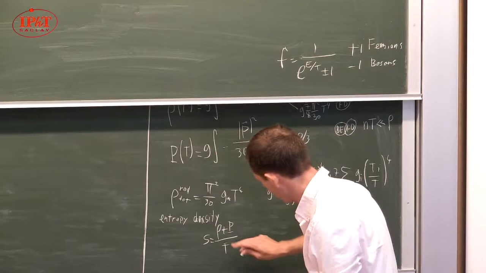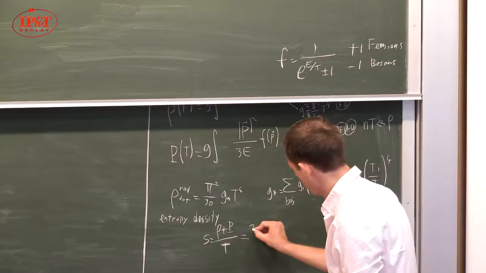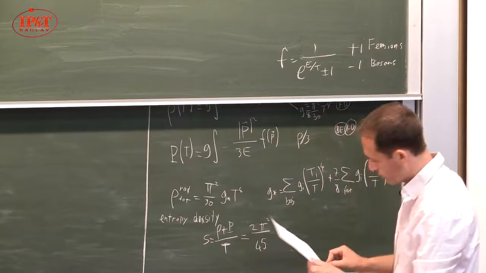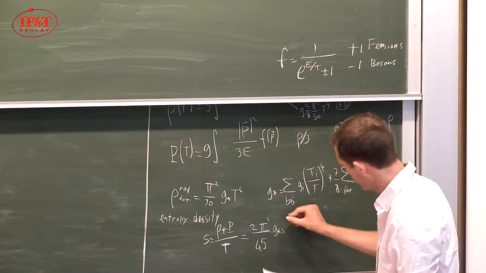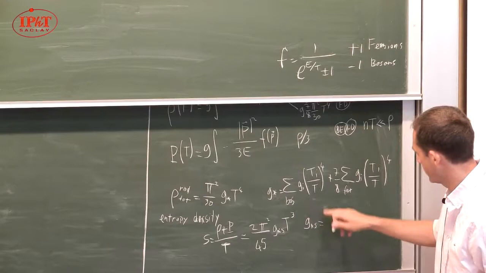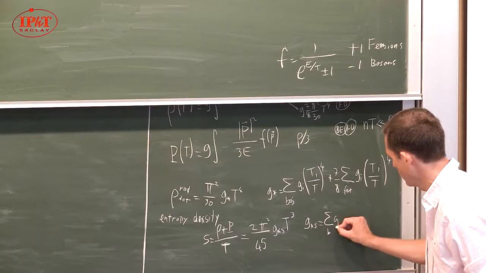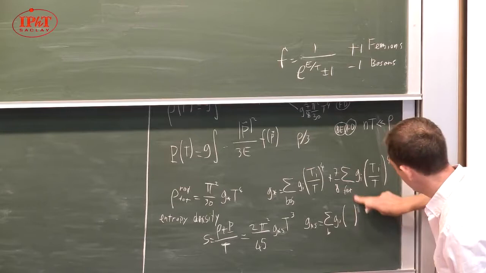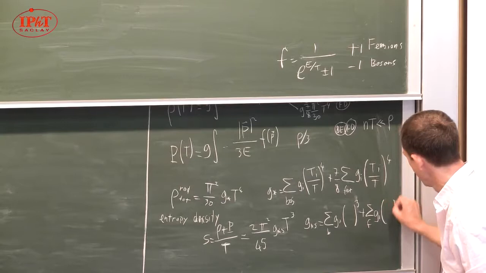And so, if you do the computation, you find 2π squared divided by 45 g star s T to the 3. Where now I have defined this g star s, which is exactly like the one before, but for the case of a temperature to the power 3. So sum over bosons, gi ratio of temperatures to the power 3, plus sum over fermions, gi ratio of temperatures to the power 3.